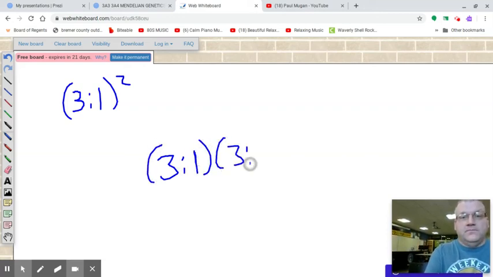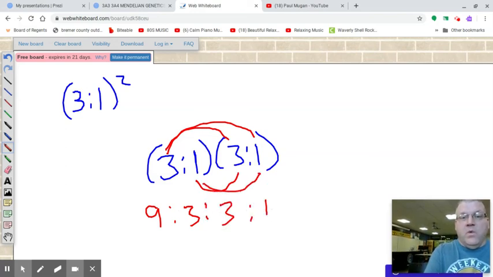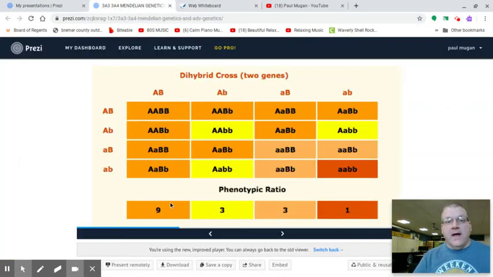So now we have 3 by 3 is 9. 3 by 1 is 3. 1 by 3 is 3, and certainly 1 by 1 would be 1. Here is the 9-3-3-1 ratio that one would expect from the dihybrid cross.